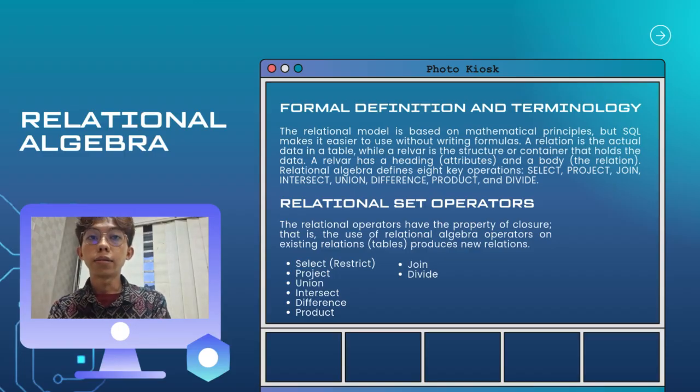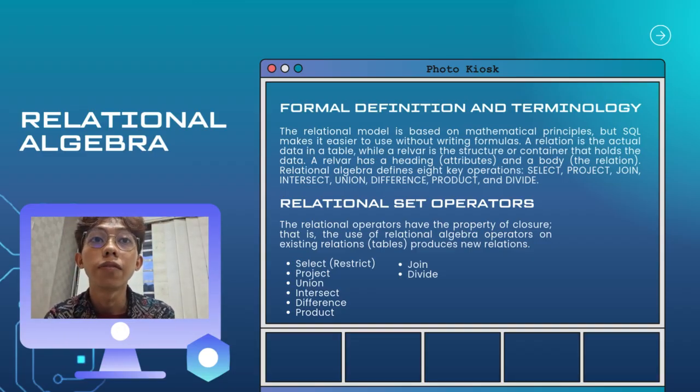Okay, and then next are the relational set operators. The relational operators have the property of closure, that is, the use of a relational algebra operation on an existing relation or table produces a new relation. Numerous operations have been defined. Some operators are fundamental, while others are convenient but can be derived using the fundamental operators.